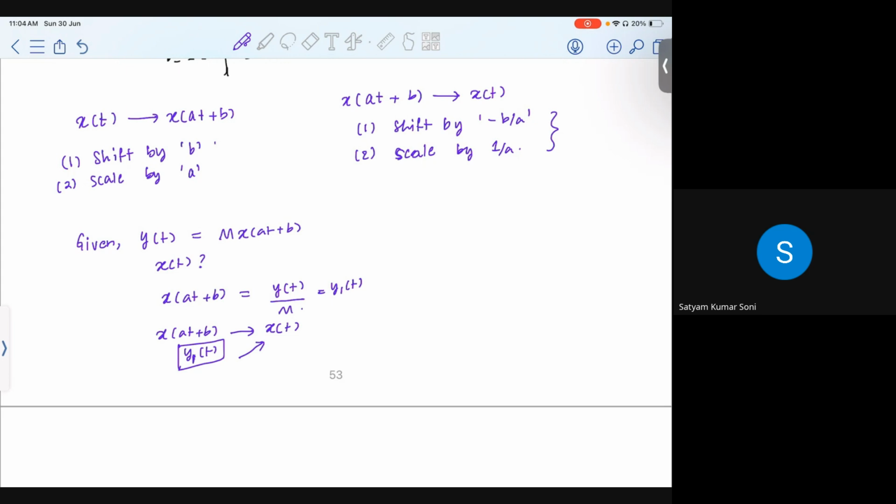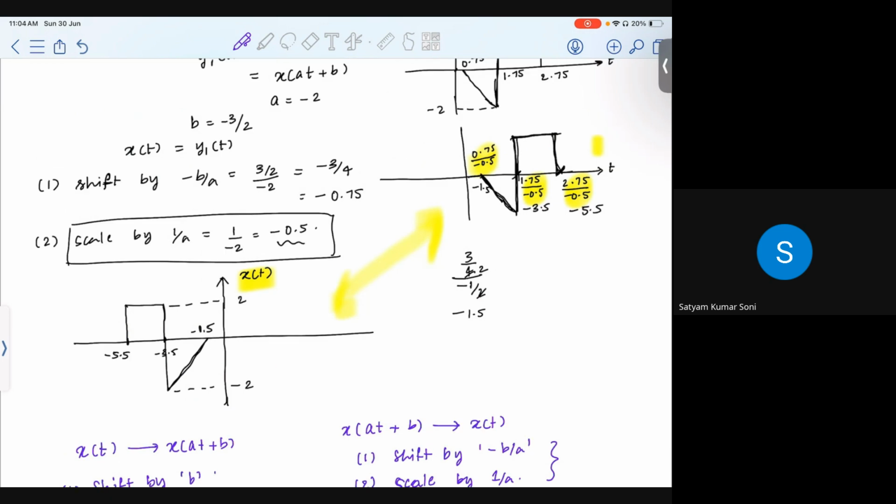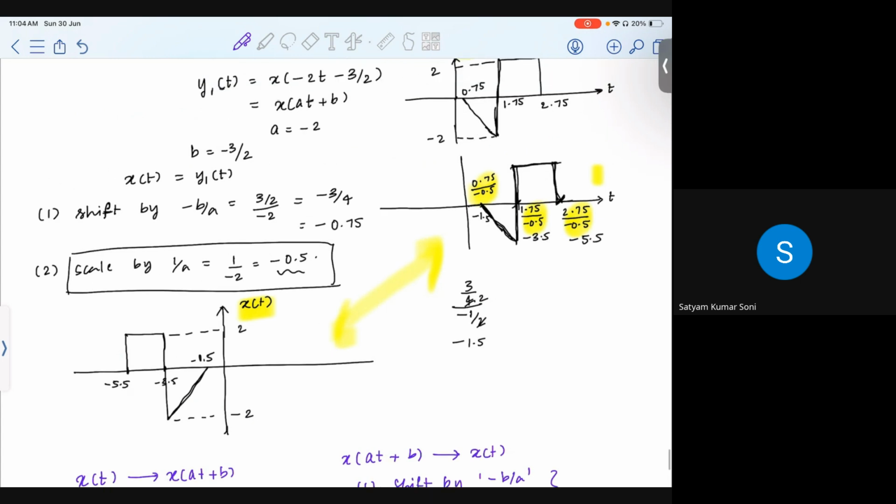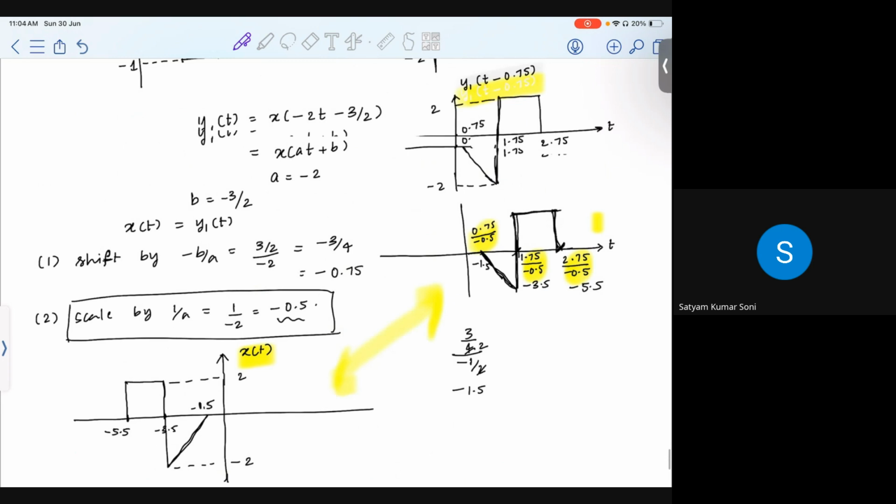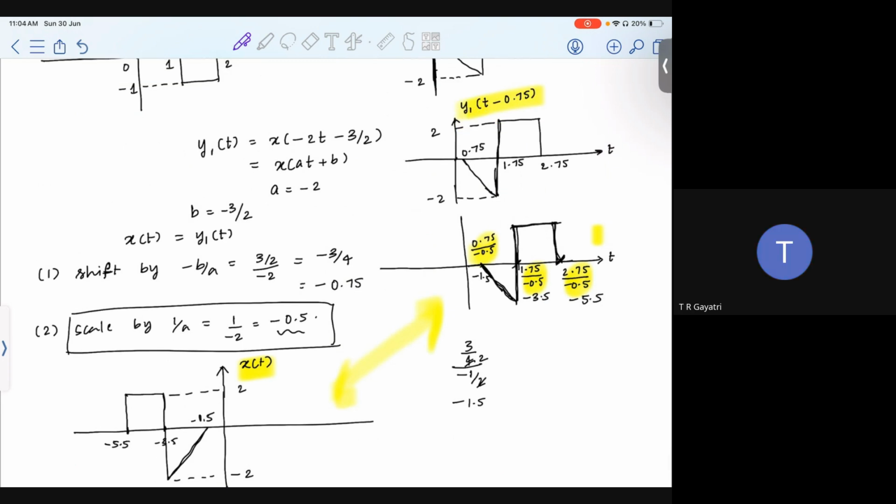Maybe whatever approach Gayatri is suggesting might also be correct. I'm not really sure what she was about to suggest, but I wanted to go through the standard steps I taught you since I went through this direction. Yeah, this is also fine.